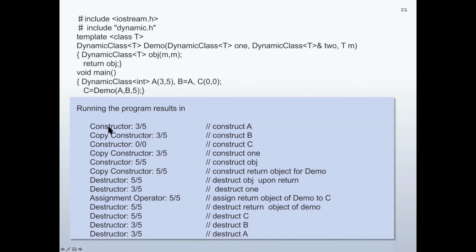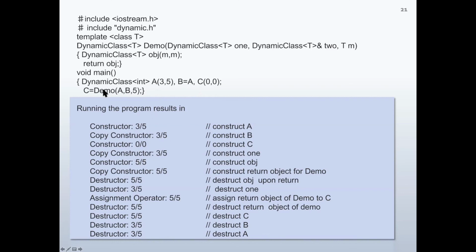Let's trace the code starting from the main part. Here there is a declaration of A with parameters 3 and 5. So this is a call to the constructor with parameters 3 and 5. These are the member 1 and the object pointed to by member 2. And then here there is a call to the copy constructor. This is for the construction of B, with parameters 3 and 5, because these are the values stored in A. Then there is a call to the constructor with member values 0 and 0.